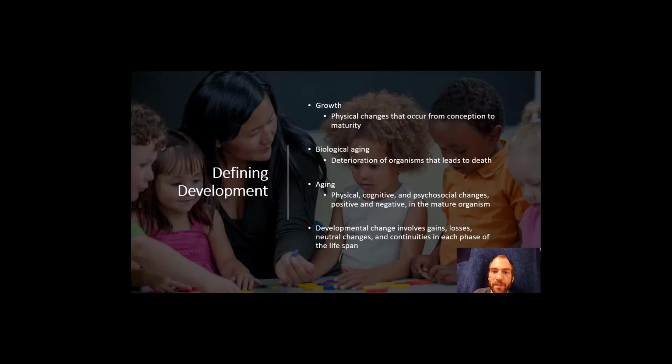So again, defining development, we have growth, biological aging, and aging. Growth is physical changes that occur from conception to maturity. Biological aging is the deterioration of organisms that leads to death. And aging is defined as physical, cognitive, and psychosocial changes, positive and negative, in the mature organism. So what does that mean?